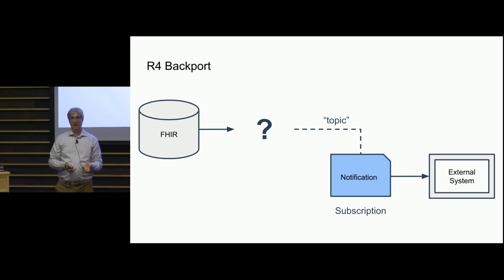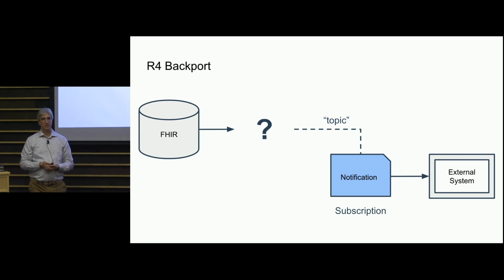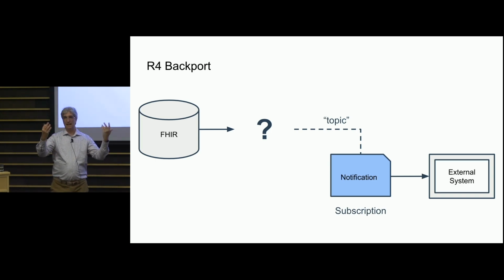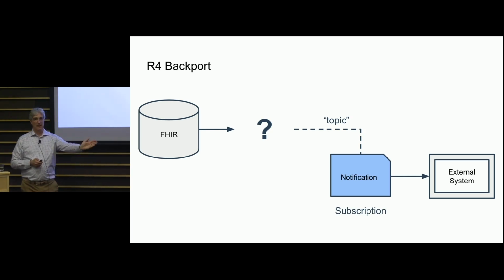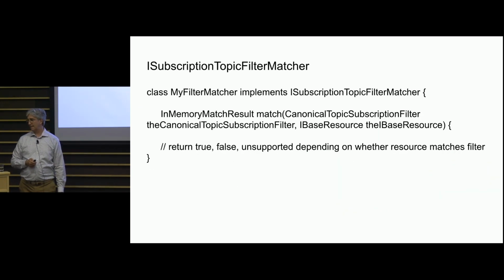And so I think probably what would be an easier, nicer API for HAPI FHIR users would be just to instantiate one of these canonical subscription topics, load it into a registry, and then have the whole mechanism just run for you. Probably be simpler. So I think that's where we want to go with that.